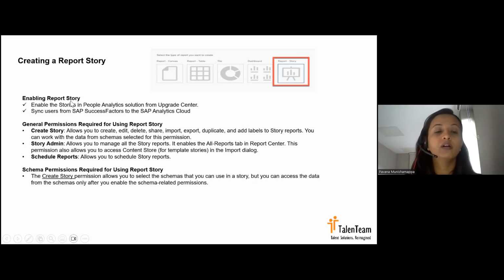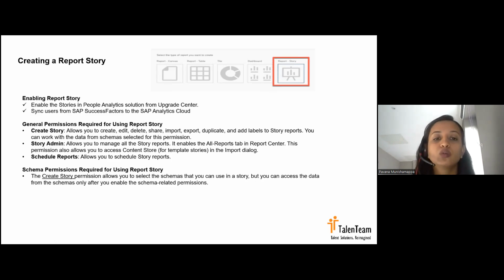so that you have stories in place. And remember, you need to have your users synced from SuccessFactors to your SAP Analytics Cloud. That's where the IAS plays a role. And general permissions, like other reports, you need permissions to create or use the reports. You need to have create story permission or story admin permission. When you have create permission for the story, you're allowed to create, run, delete, or edit, and import, export, duplicate. So basically you have all the privileges when you want to create a report, all the actions available to you.